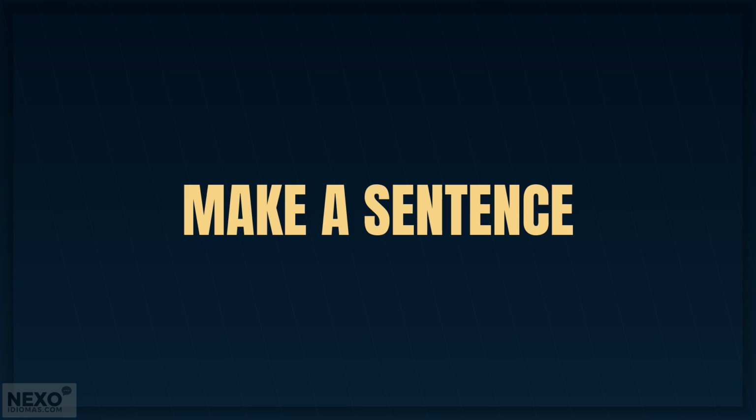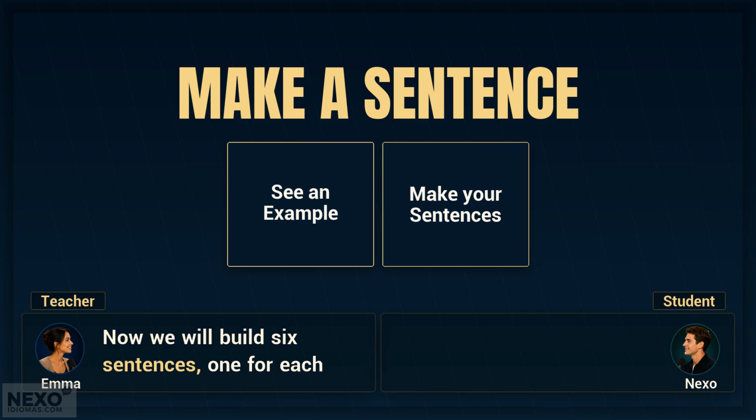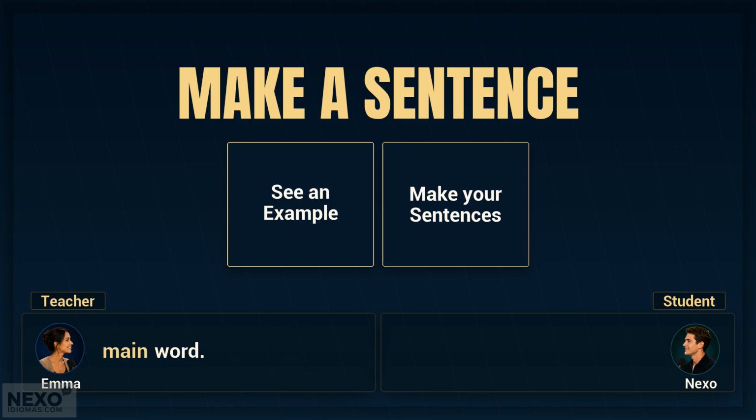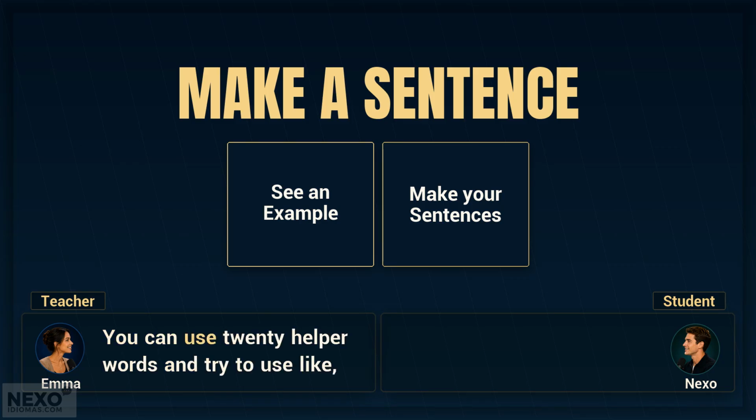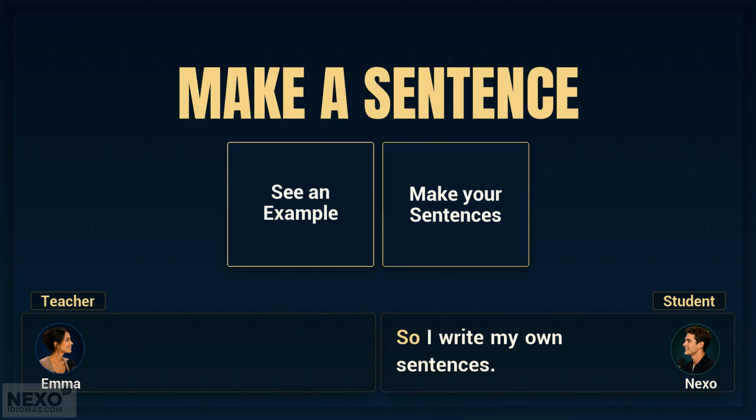Make a sentence. Now we will build 6 sentences, one for each main word. You can use 20 helper words and try to use like, love, or hate with an ing verb. So I write my own sentences.